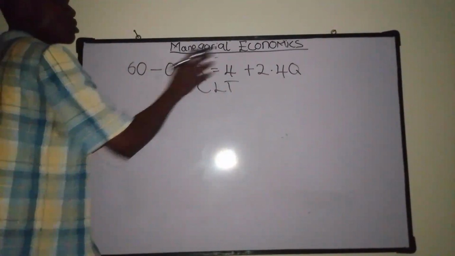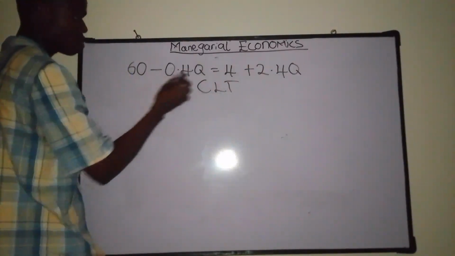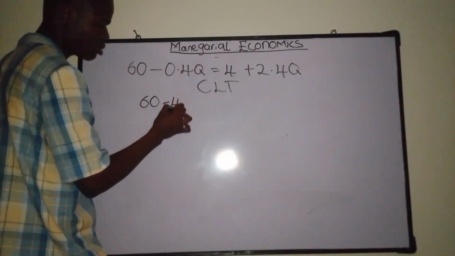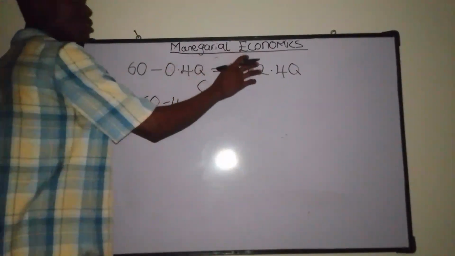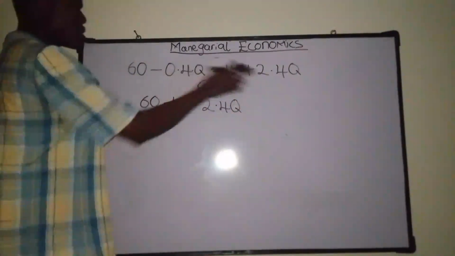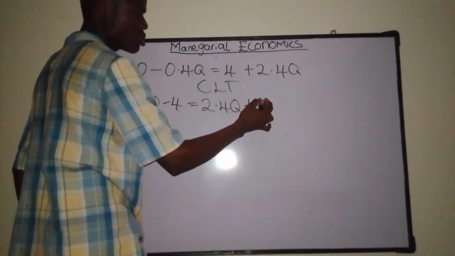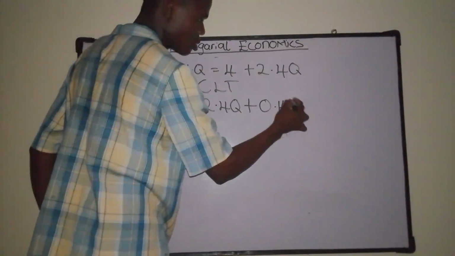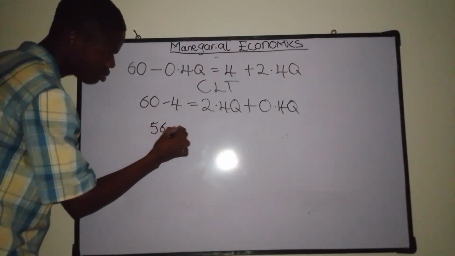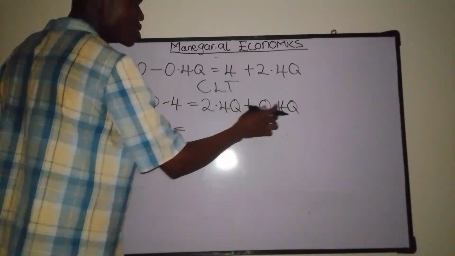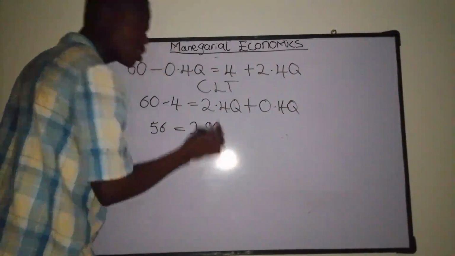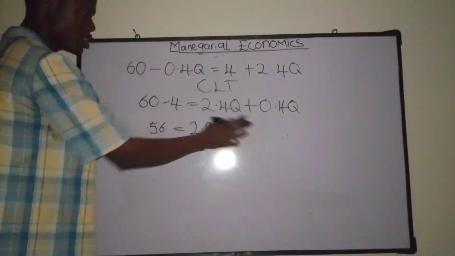How do we do that? Push the numbers to the similar figures. 60 remains here, we move 4 to the other side, and it becomes minus 4, equal to 2.4q remains here, we move this 0.4q to the other side, and it becomes plus 0.4q. Now we subtract 60 minus 4, and add 2.4q plus 0.4q. They are adding, it is not multiplication.